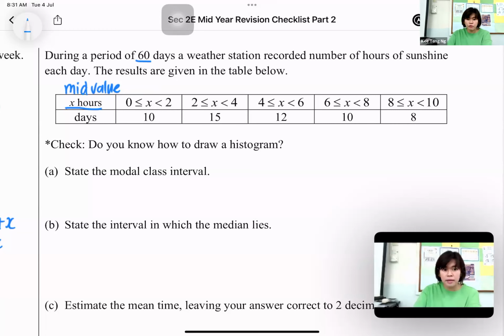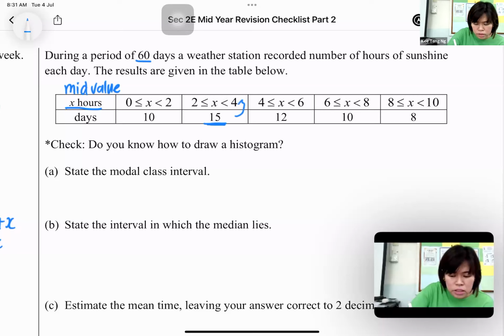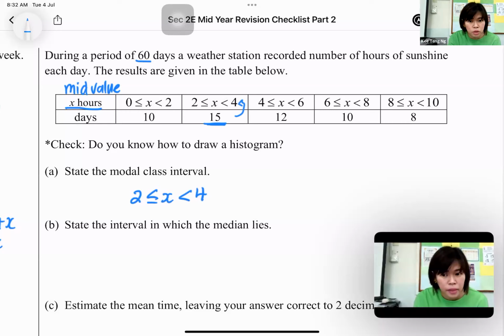Okay, and they ask me for the modal class interval. So for modal class interval, which one has the highest frequency? The one with the highest frequency is over here. So the one with the highest frequency is 15, but the interval, this is my interval. The modal class interval will be this interval. So copy the whole interval exactly. Do not use the mean value to represent your answer.